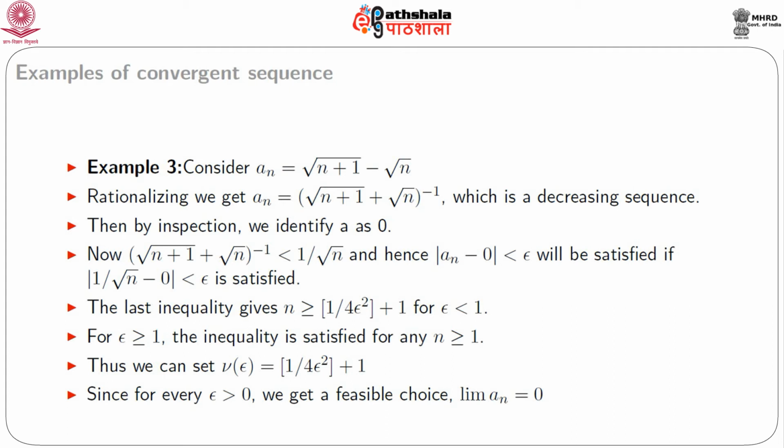Now, the last inequality, that is absolute value of 1 by square root of n minus 0 less than epsilon, gives n greater than or equal to 1 by epsilon square, box of 1 by epsilon square plus 1, whenever epsilon less than 1, and for epsilon greater than or equal to 1, the inequality is satisfied for every n greater than or equal to 1. Thus, we can set our new epsilon as box of 1 by epsilon square plus 1. Again, for every possible choice of positive epsilon, we get a feasible choice, and therefore, limit of a_n equal to 0.